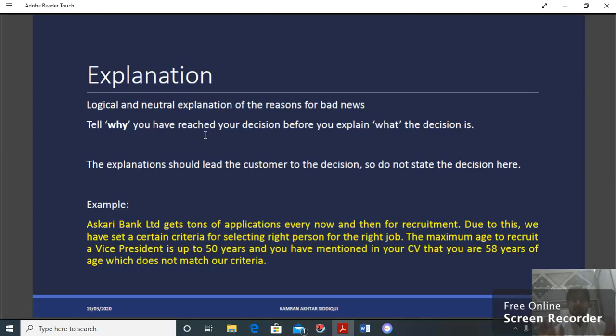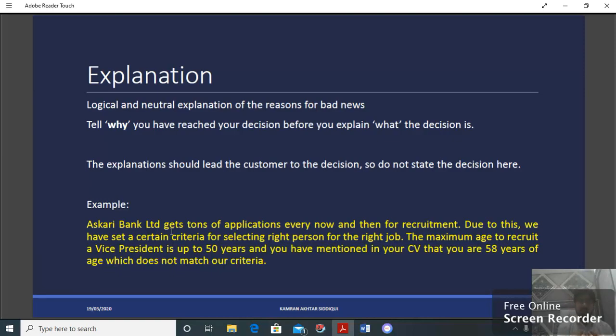Whatever the decision you have made is supposed to come in paragraph 3, where we reveal the bad news. In paragraph 2, we are supposed to give reasons. We are supposed to set ground for breaking the bad news. So, for example, Askari Bank Limited gets tons of applications every now and then for recruitment.